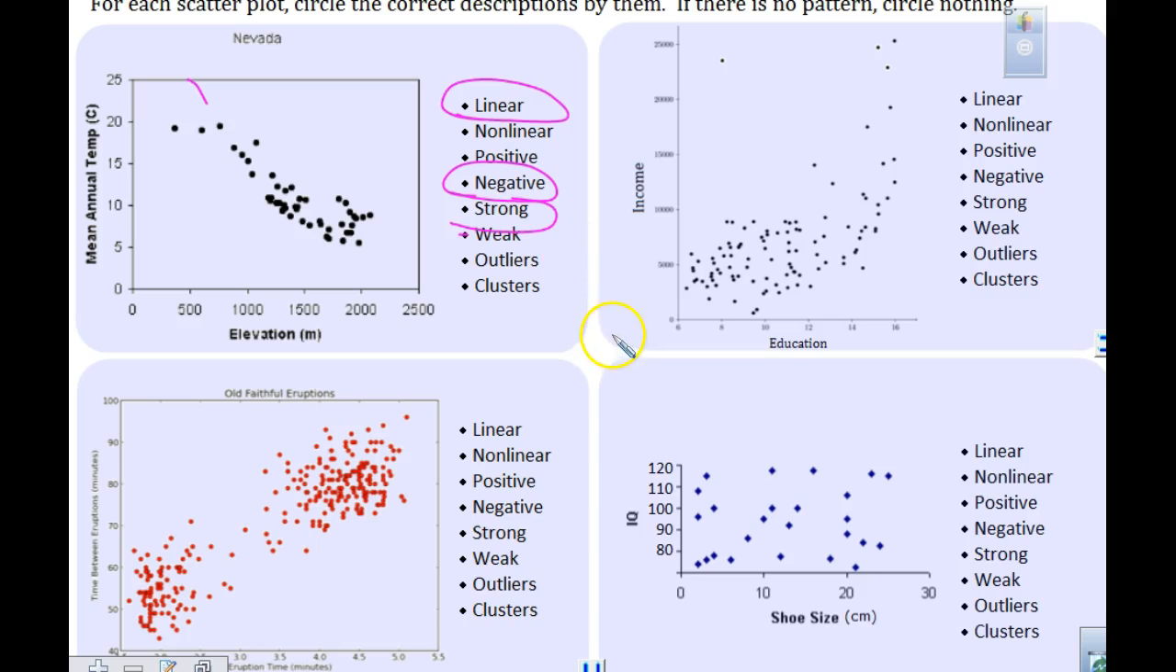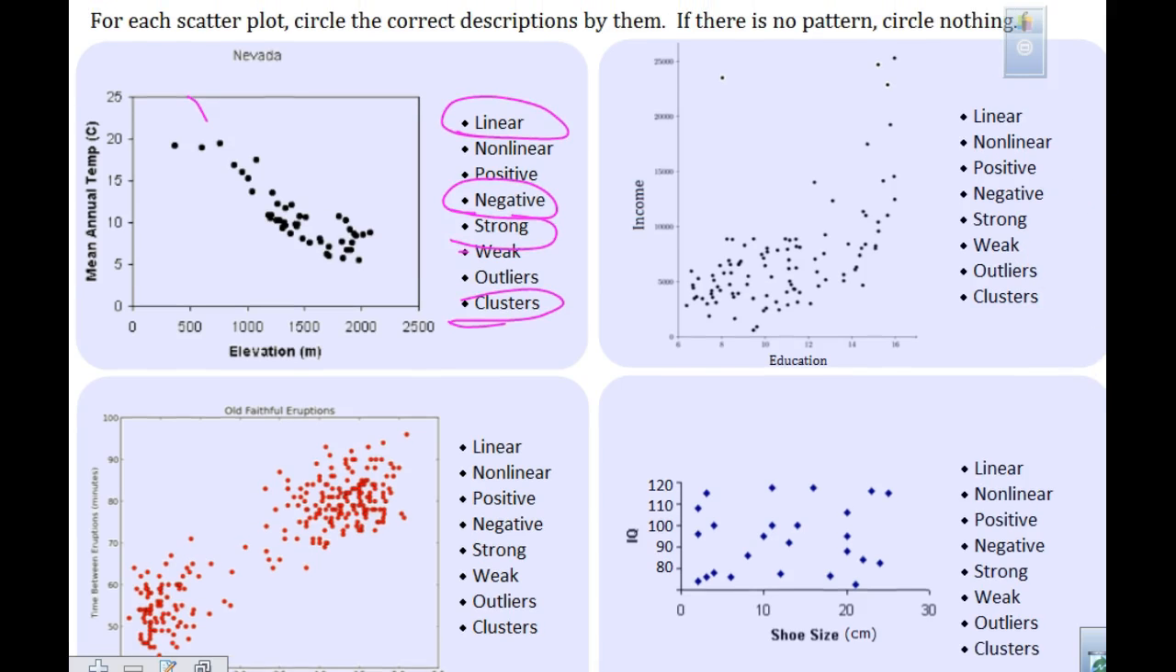And Elise, what else? Anything else? Clusters, probably. Not really any outliers for this one. If we're going over to the next one, Elise, do you want to start us off with the education and income? Linear. I don't know if I'd go linear with that one.